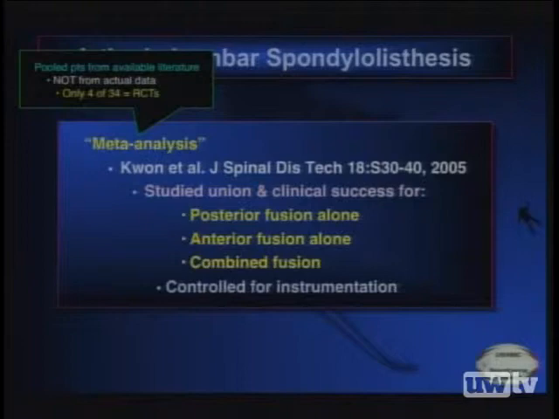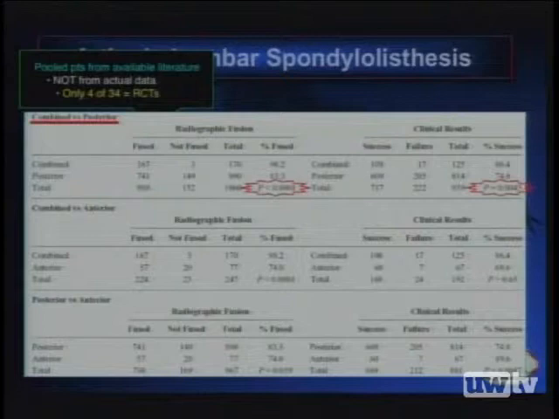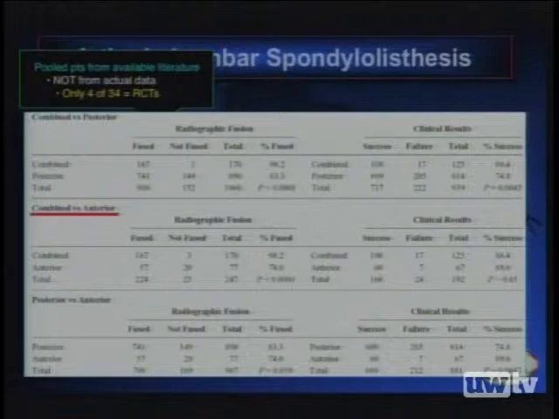And in that, when they looked at combined versus posterior, what they found was clearly there was a statistical advantage to the combined in terms of radiographic fusion and clinical results. When they looked at combined versus anterior, they found there was a statistical difference in radiographic fusion, but there was no difference in patient outcome. In other words, if you got anterior support with or without posterior support, the patients tended to do well.